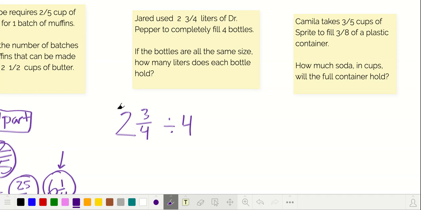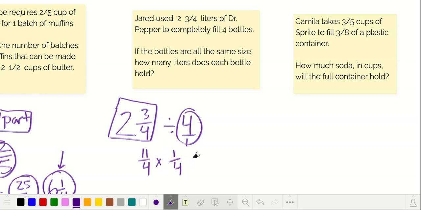So once again, to solve this, we're going to rename this mixed number as a fraction. We're going to get 11/4. Now this whole number right here, we can rename as a fraction by placing a 1 as a denominator. And then we're going to find the reciprocal of it because we're dividing fractions. So the reciprocal of 4/1 is 1/4. We're going to multiply, and we get 11/16. So that's our quotient for that one.